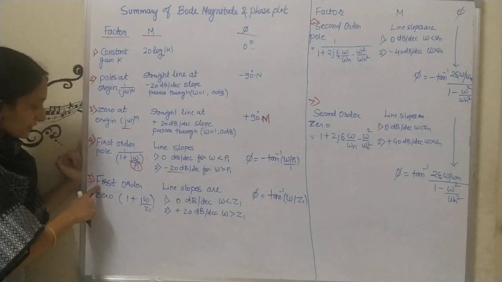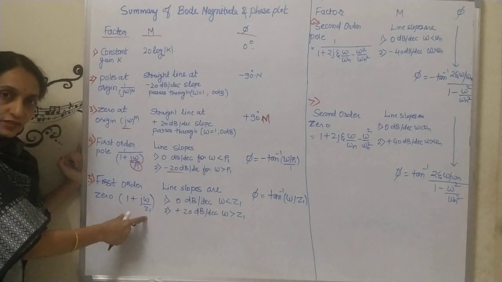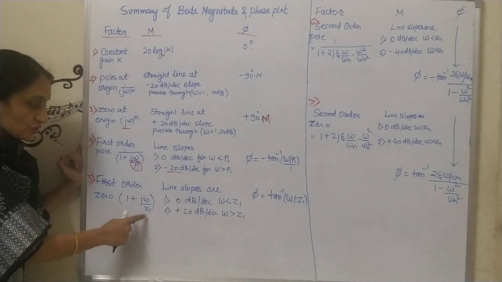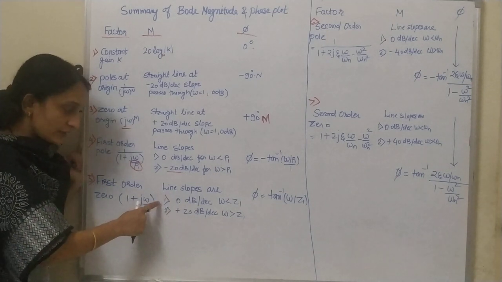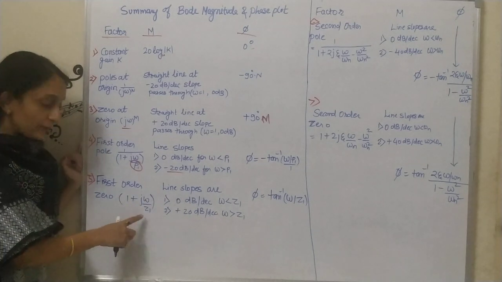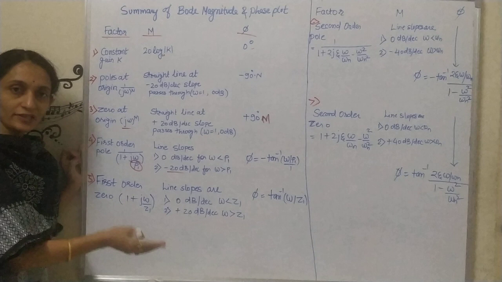Okay, so next, first order zero. Look at this again, here a finite zero is there in the numerator part, so 1 plus j omega by z1. Okay, so line slopes are again dependent on the value of z1, for omega less than z1 and for omega greater than z1.